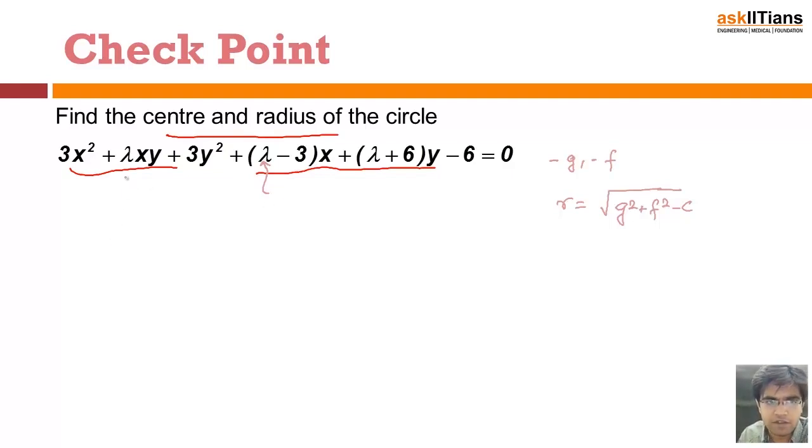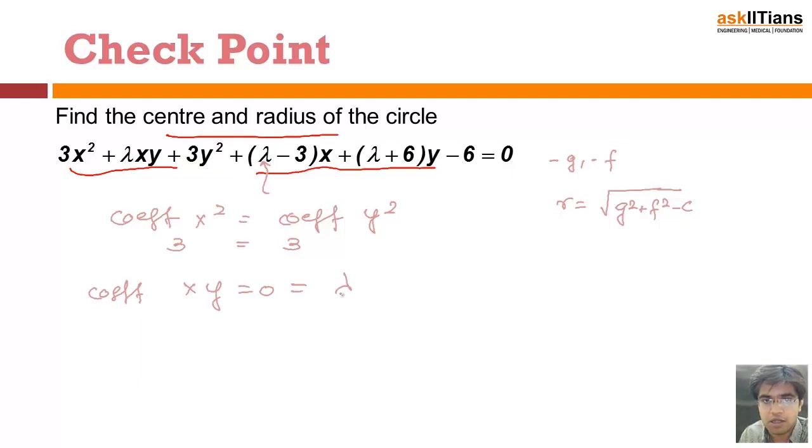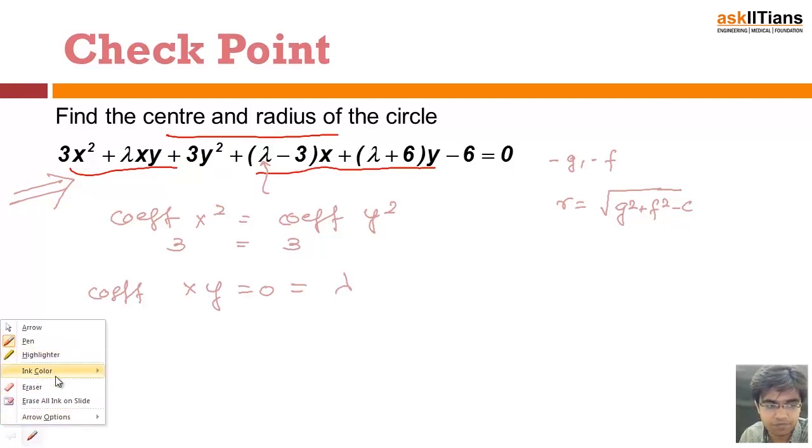First of all, I know that if this equation represents a circle, then coefficient of x square has to be equal to coefficient of y square. This is my first check. So it is equal, as I can see that coefficient of x square is 3 and coefficient of y square is 3. Now I'll move to the second condition. That means the coefficient of xy term has to be 0. But here it is lambda. That means if this equation represents a circle, then the value of lambda is 0.